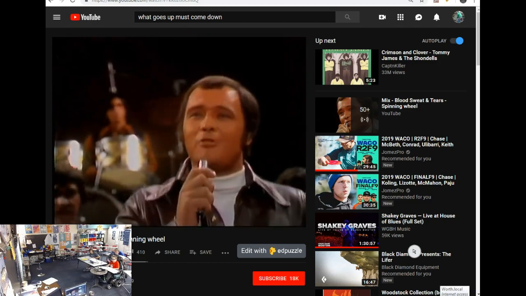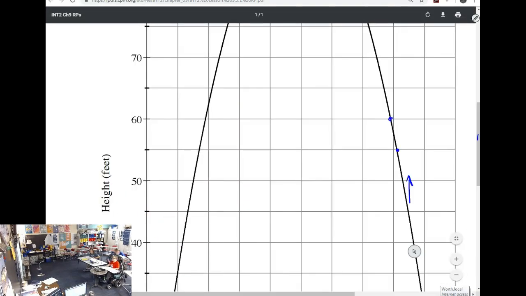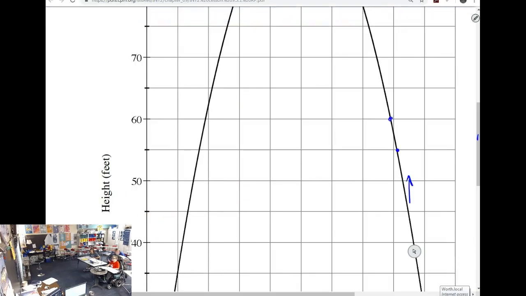What goes up must come down. Spinning wheels. So the question that we're arguing right now is: is a parabola caused by gravity going to be symmetric?